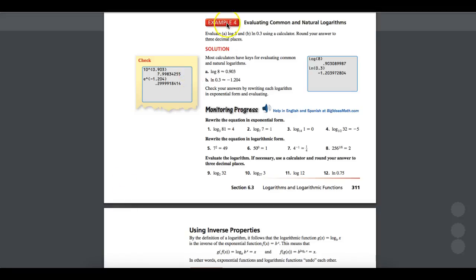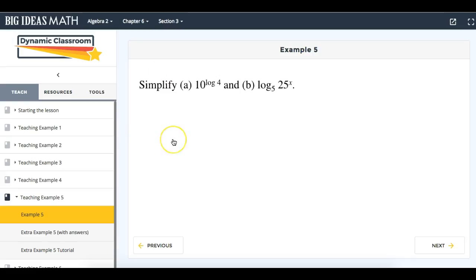So let's go back and look at a couple examples. We want to simplify 10 to the log 4 power. Remember, when you have just a log written like this, and on your calculator you'll sometimes see the log button, what that means is that we're actually having log base 10. That is our standard log value.